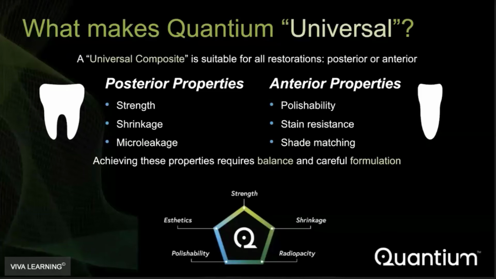What are we looking for in a composite to be used in the posterior? Basically strength, shrinkage, and micro leakage. You don't want to have any micro leakage. You want to have something strong. And what do we look for in the anterior? Basically something that you can polish real nicely. I know we forget about polishing the posterior sometimes. We shouldn't, but we forget about that. And also something that does not stain easily, and it's great for shade matching. Quantum has that little combination that allows me to do my dentistry really well.